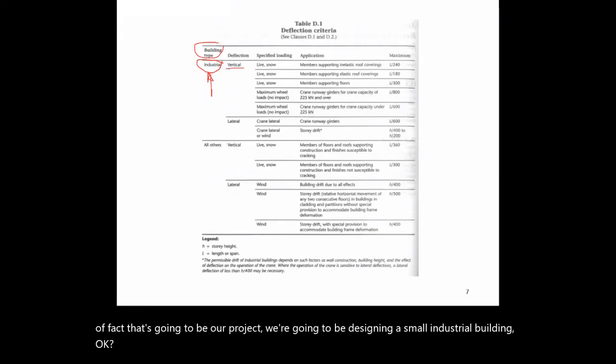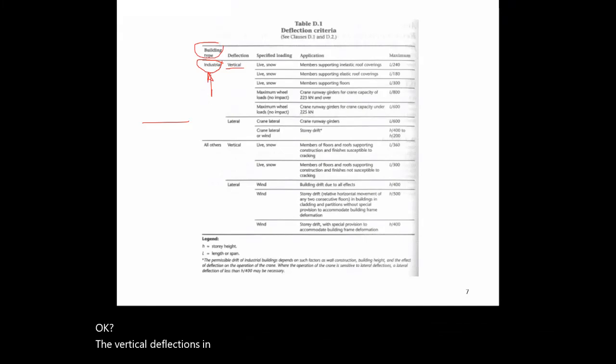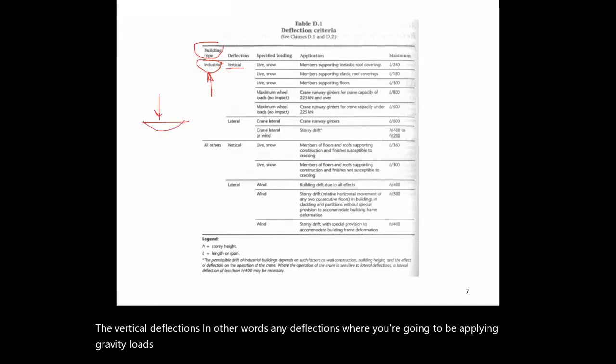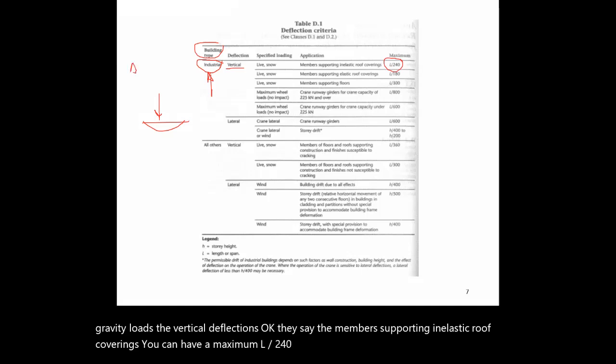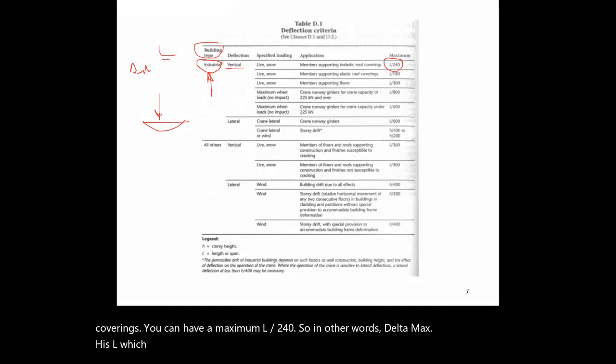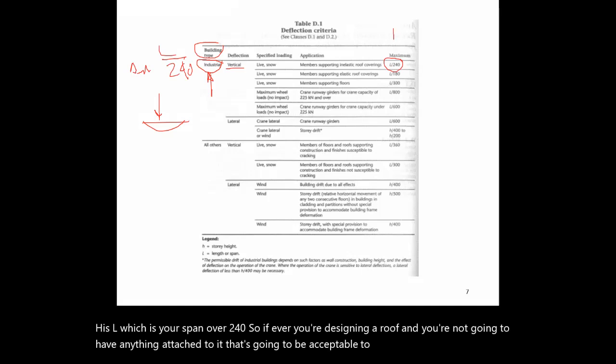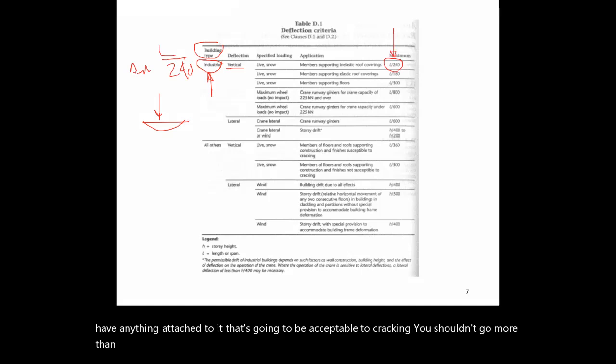The vertical deflections, in other words, any deflections where you're going to be applying gravity loads, okay? They say the member supporting inelastic roof coverings, you can have a maximum of L over 240. So in other words, delta max is L, which is your span, over 240. So if ever you're designing a roof and you know you're not going to have anything attached to it that's going to be susceptible to cracking, you shouldn't go more than L over 240, okay?